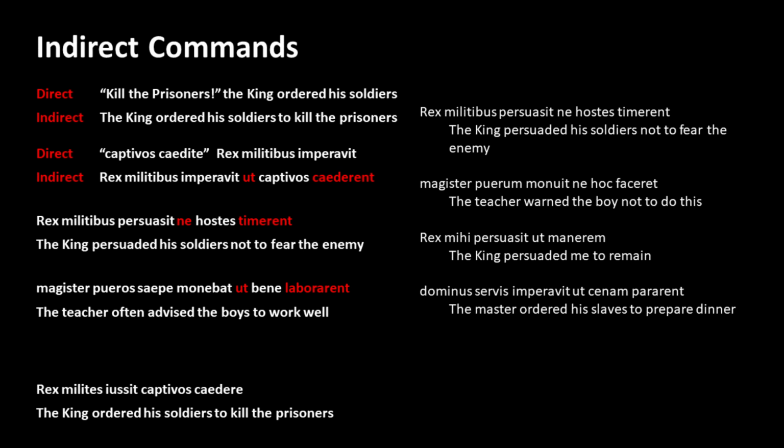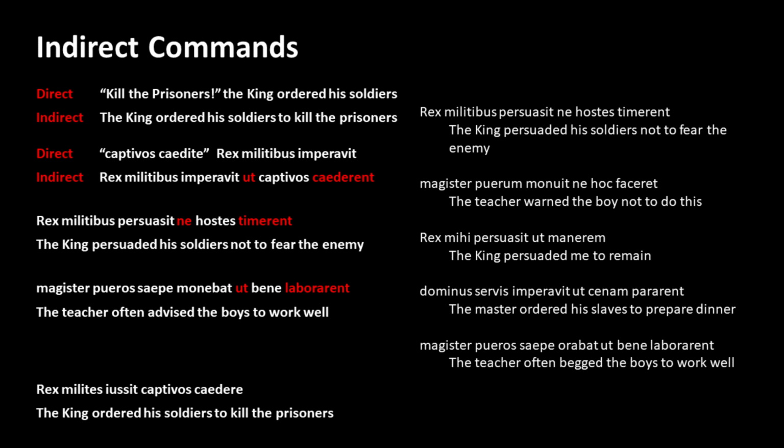Notice the use of impero as a verb of command. I won't ask you to notice that impero takes a dative object, though it does. Notice also the use of ut to connect the two clauses, and of course the subjunctive verb in the second clause. Dominus servis imperavit ut cenam pararent. Then again, more helpful advice, masquerading as an indirect command. Magister pueros saepe orabat ut bene laborarent. The teacher often begged the boys to work well.